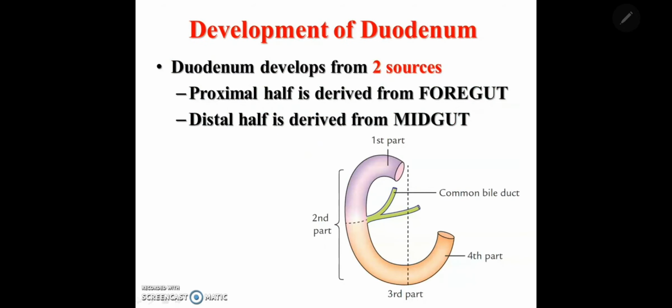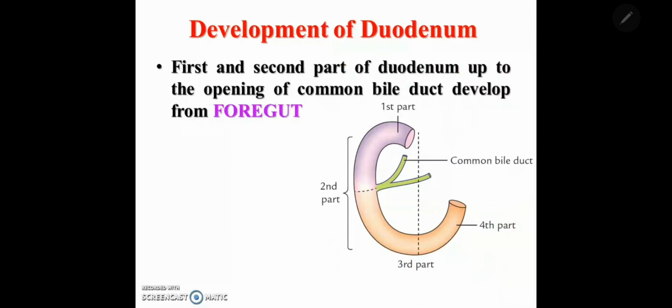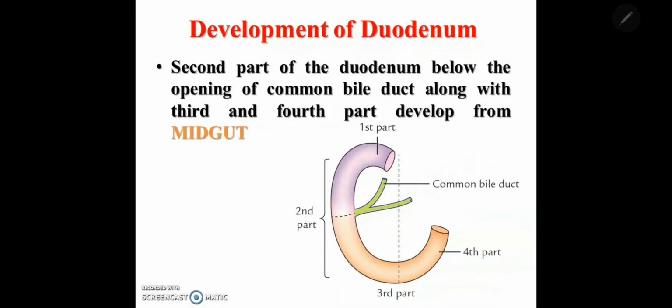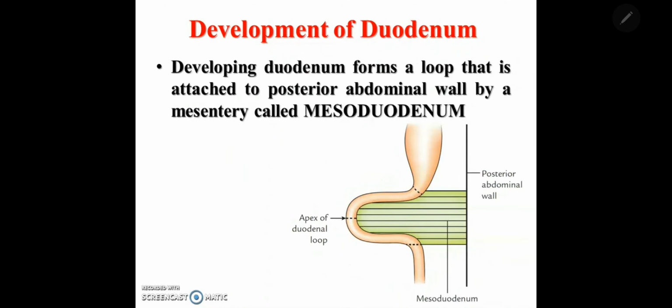The duodenum develops from two sources, foregut and midgut. The proximal half is from the foregut, the distal half from the midgut. So the first part and the second part up to the opening of the common bile duct are derived from the foregut. The second part of the duodenum below the opening of the common bile duct, and the third and fourth parts, develop from the midgut. During development, it is suspended by the fold called the mesoduodenum from the posterior abdominal wall.